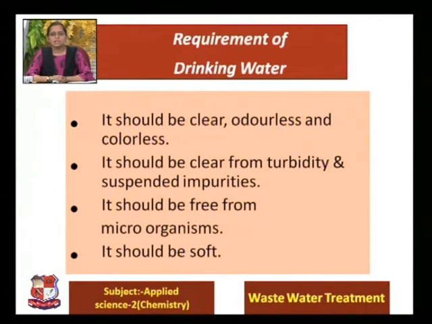We can see now what the requirements of drinking water are. The drinking water that we are going to use should fulfill certain criteria. It should be clear, odorless, and colorless. It should be free from turbidity and suspended impurities. It should be free from microorganisms. It should be soft, so its hardness level should be very low. We will see in detail what hard water and soft water are. These are the basic criteria that must be fulfilled before using water for domestic purposes.